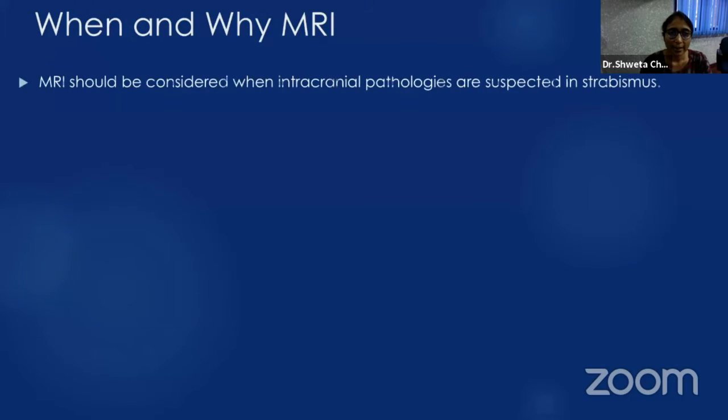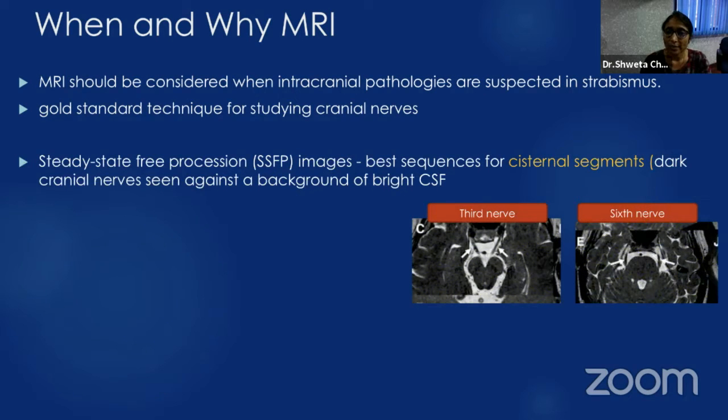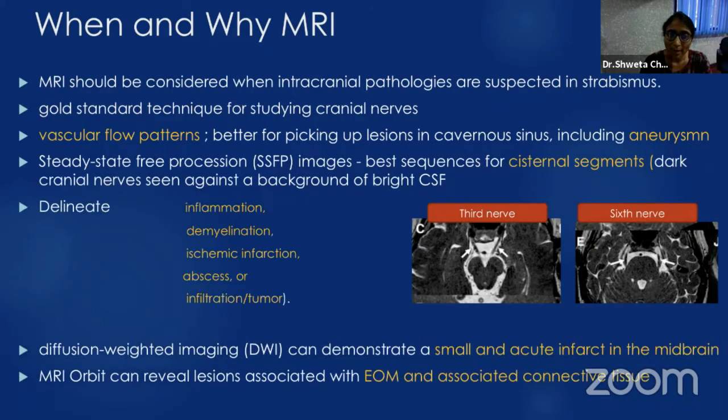Now, when do you order MRI? It should be ordered when intracranial pathologies are suspected in strabismus. It's a gold standard for studying cranial nerves, and the cisternal segment of cranial nerves is best seen on steady state free precession images. MRI is also helpful in detecting vascular flow patterns, delineating inflammation, demyelination, ischemic infarction, abscess, infiltration, tumor. And diffusion weighted images can demonstrate small and acute infarct, and MRI orbit can reveal lesions associated with extraocular muscles.